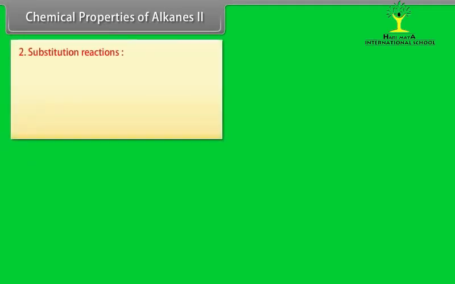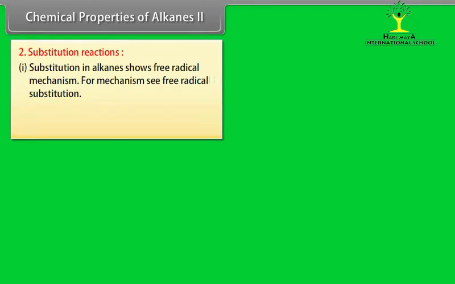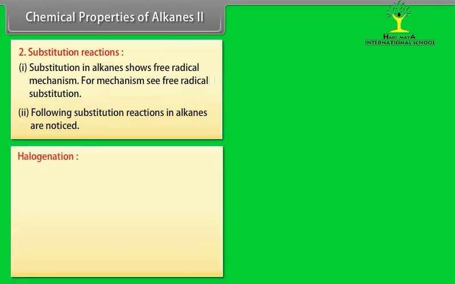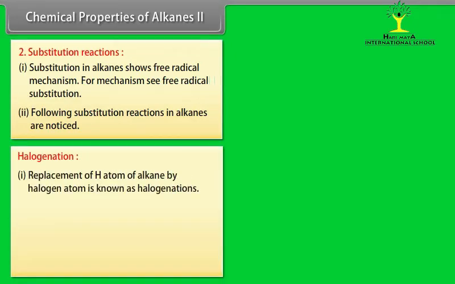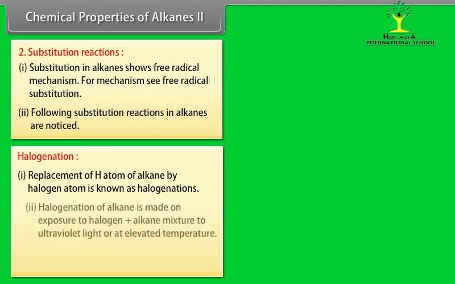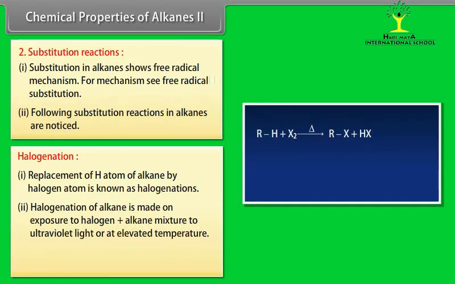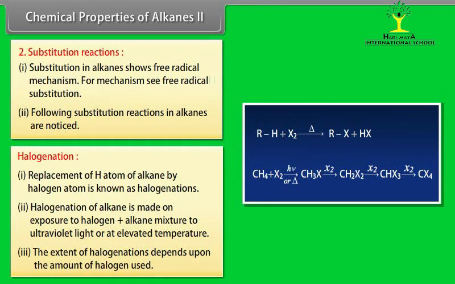Chemical properties of alkanes, part 2. Substitution reactions. Number 1. Substitution in alkanes shows a free radical mechanism. For the mechanism, see free radical substitution. Number 2. The following substitution reactions in alkanes are noticed. Halogenation. Number 1. Replacement of a hydrogen atom of an alkane by a halogen atom is known as halogenation. Number 2. Halogenation of alkanes is made on exposure of a halogen plus alkane mixture to ultraviolet light or at elevated temperature. Number 3. The extent of halogenation depends upon the amount of halogen used.